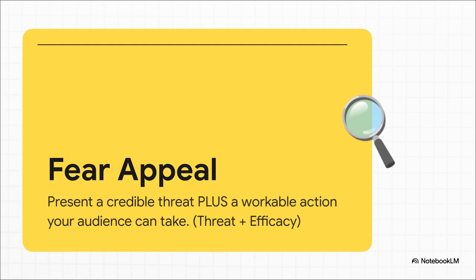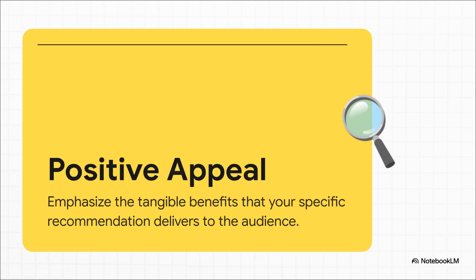So you say, texting while driving is incredibly dangerous. There's the threat. Then right away, so just enable the do not disturb feature before you go. See? Threat, then solution. It gives them back a sense of control. And then, of course, there's the good old positive appeal. This is the most straightforward one of all. It's not about dodging a bad thing.